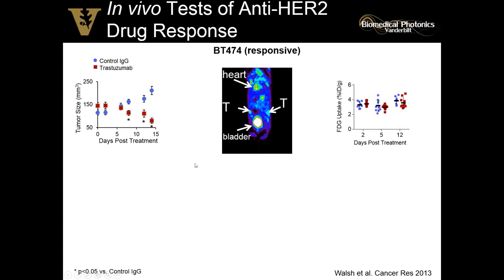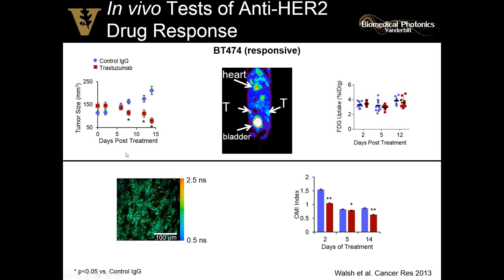As I mentioned before, FDG PET is a standard in vivo measurement for measuring tumor response in breast cancer patients, but it is subject to some difficulties with sensitivity. So this is an FDG PET image, and the T's here are pointing to the tumors. We looked at the amount of FDG uptake in these tumors for the control and trastuzumab-treated tumors over time. And in contrast to the tumor growth curves, we don't see any changes in FDG uptake between control and trastuzumab-treated tumors.